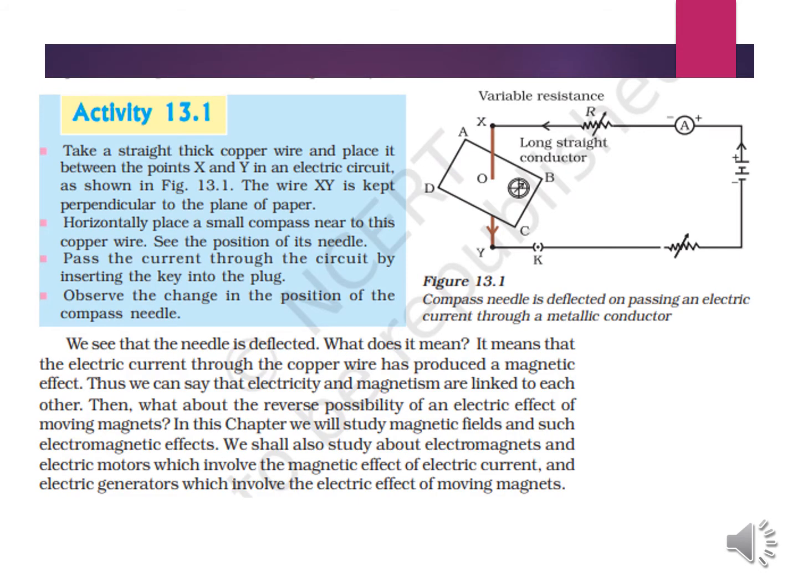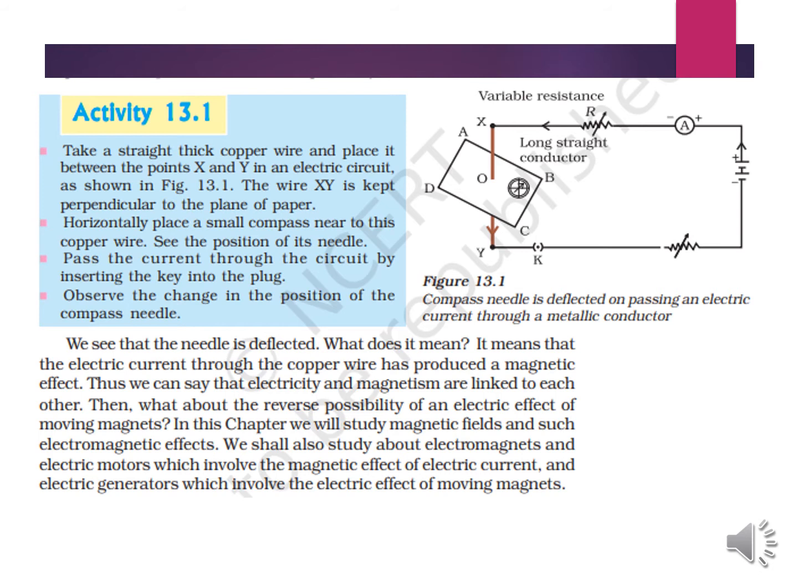Now, Activity 13.1. Take a straight thick copper wire and place it between the points X and Y in an electric circuit as shown in the figure. You can see the circuit diagram, where we are connecting the devices in series: an ammeter, a variable resistance and a long straight conductor, with a plain paper across it, and a compass needle kept near the copper conductor, and we have a key, a variable resistor and a battery.